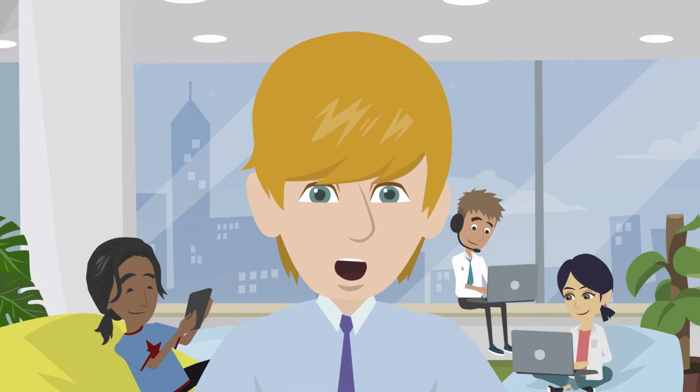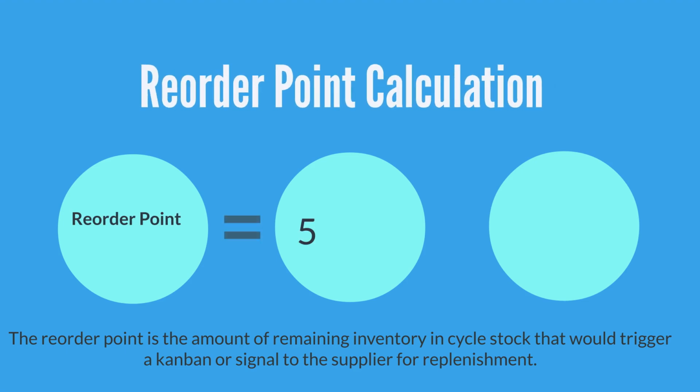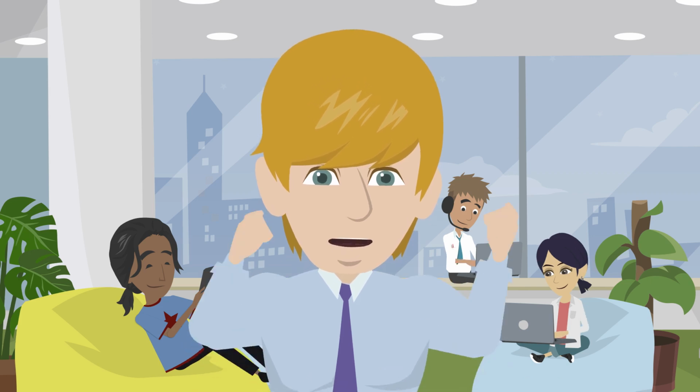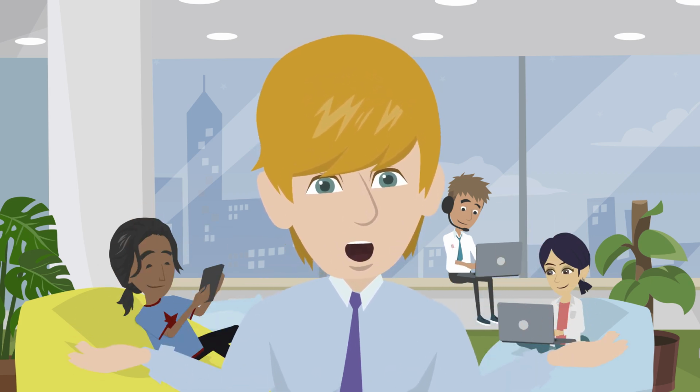For example, let's say we have a 5-day lead time and a consumption rate of 450 units per day. Our reorder point equals 450 units times 5 days, which is 2,250 units. When 2,250 units are left in our cycle stock, we signal the supplier.